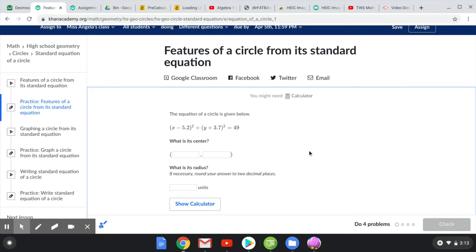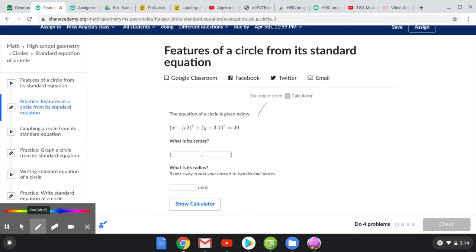Hello, in this video we are going to be talking about the equation of a circle. So in this question we're given an equation. This is the equation of a circle. This is the form that the equation of a circle is always going to be in.